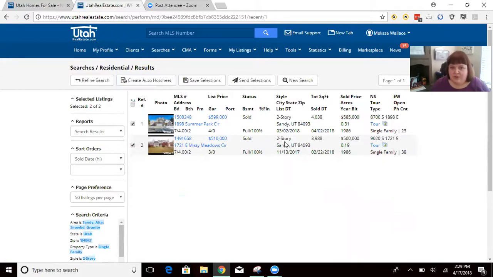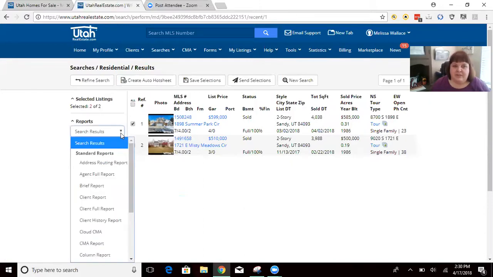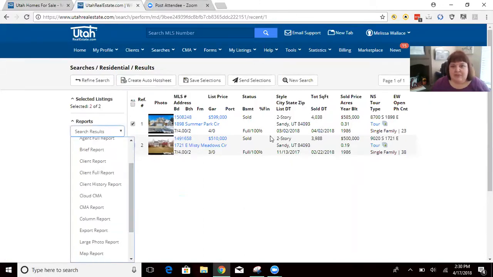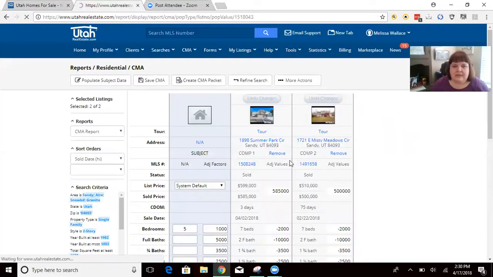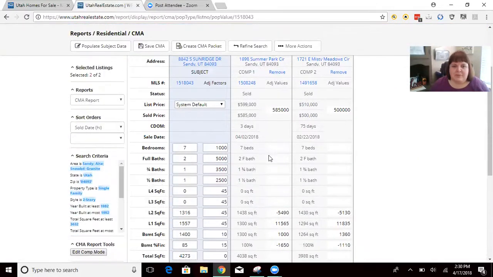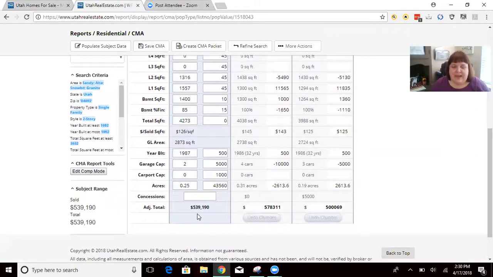And they're 2 stories. The MLS has figured this all out for me. They both have 7 bedrooms, 4 baths, very similar to our property that we're checking out. So I check those properties, and they've sold recently. I go down here, and it tells me that the property I am interested in has a comp price of $539,190, and it is listed for sale at $539.